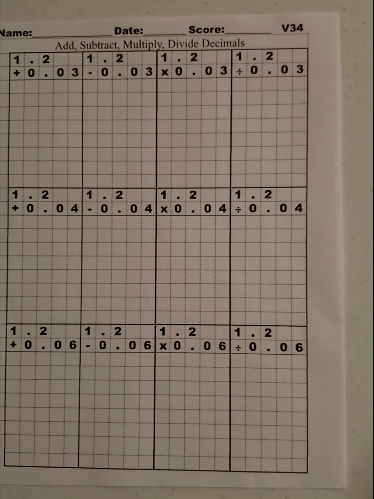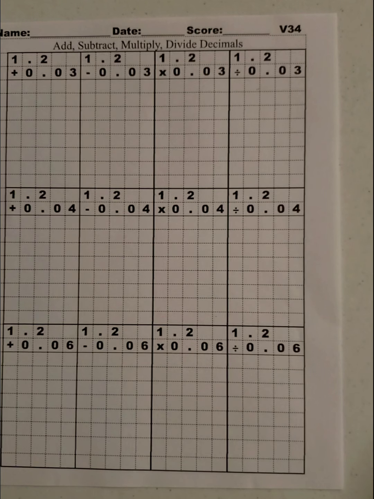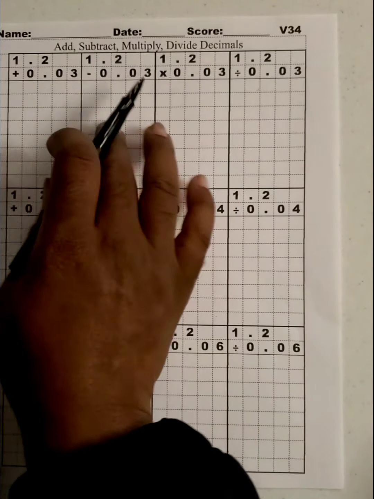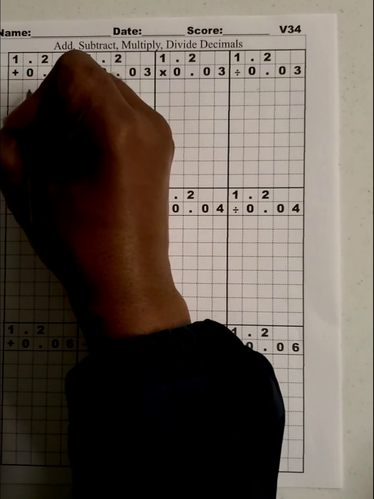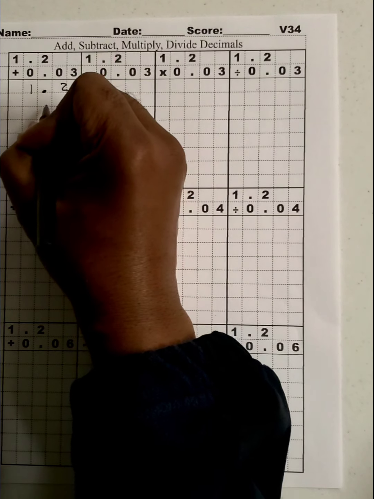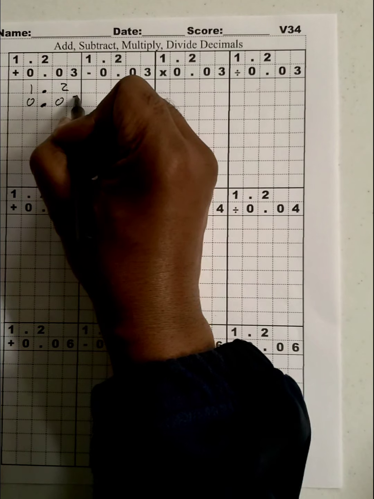Okay, we're going to be adding, subtracting, multiplying, and dividing decimals. The rule for adding and subtracting decimals is to align the decimals. These are the only operations where you have to align decimals. So this will be a 1.2, and then the next one will be 0.003.